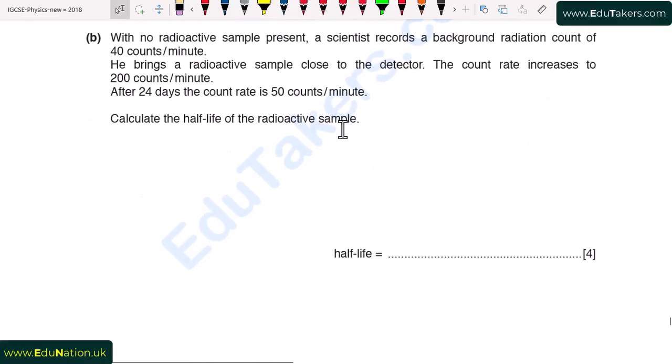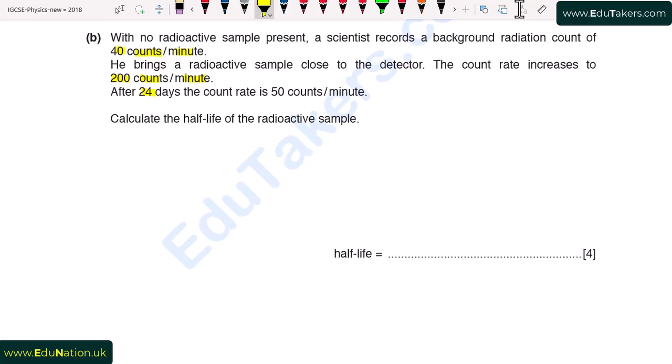Part B. With no radioactive sample present, a scientist records a background radiation count of 40 counts per minute. He brings a radioactive sample close to the detector. The count rate increases to 200 counts per minute. So first of all, when there is no radioactive source, the count rate is 40 counts per minute, and when he brings a radioactive sample, the count rate increases and becomes 200 counts per minute.